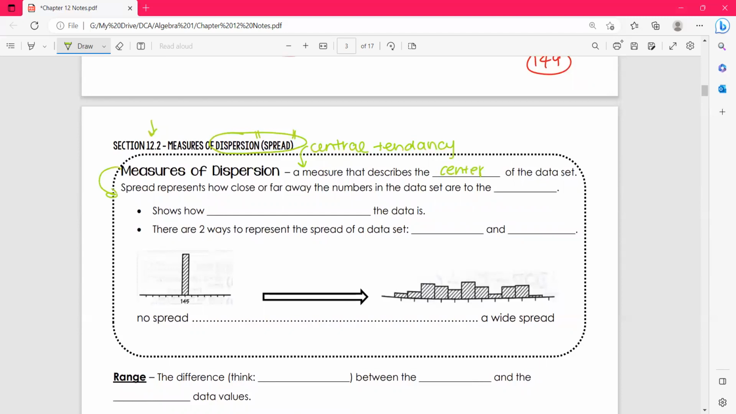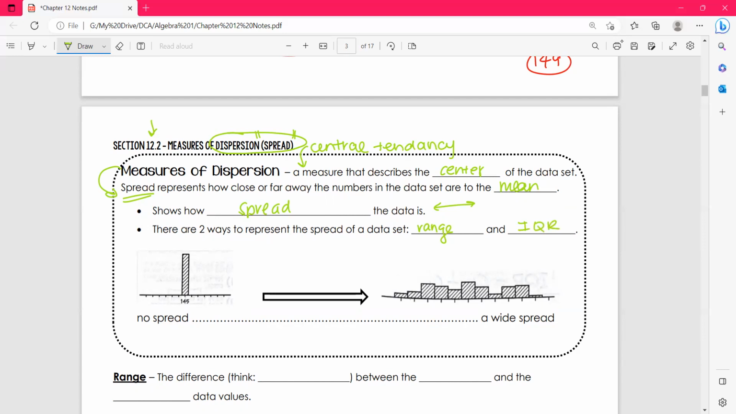Now, here's our definition for dispersion. Spread, how spread out things are. Spread represents how close or far away the numbers in the data set are to the mean or to the center values. This shows how spread the data is. And so when we think about that, I always think about left to right, least to greatest. How spread out are the values? There are two ways to represent the spread of a data set. We can look at the range and the IQR, and we will define both of these in a little.